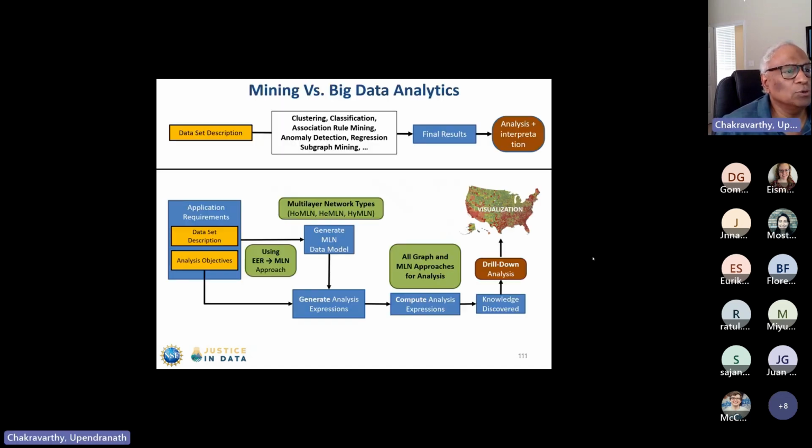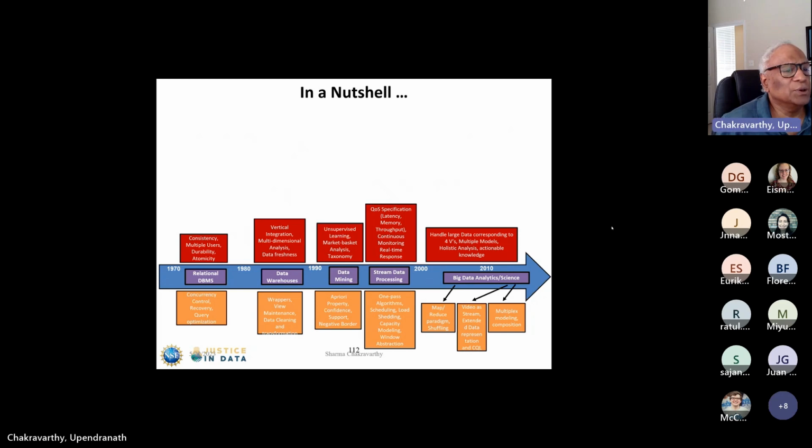So again, going to the same diagram. So this is big data analysis versus mining. To summarize what I have covered in the last hour or so, we have covered what sort of things happened between 1970 and today. We started with file systems before this. Before 1970, everything was done using file systems and writing applications and other things.